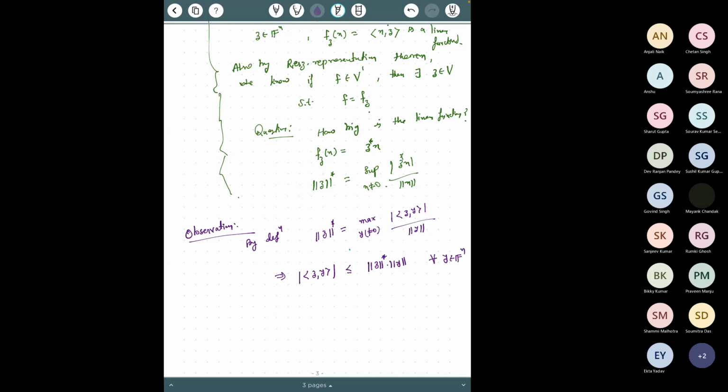Not only this, what you can say is that for a given z, this is the smallest constant that satisfies this. So what I'm saying is the following: moreover, for a given z in Fn, you can say that this dual norm of z is the smallest constant c such that this inequality holds for all y in Fn. Can you see this also?